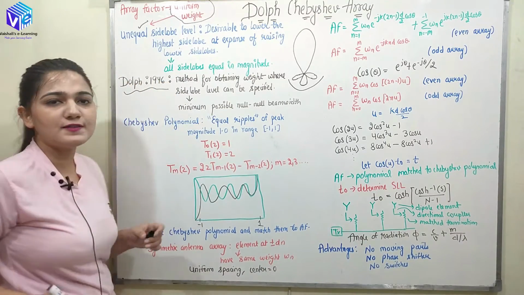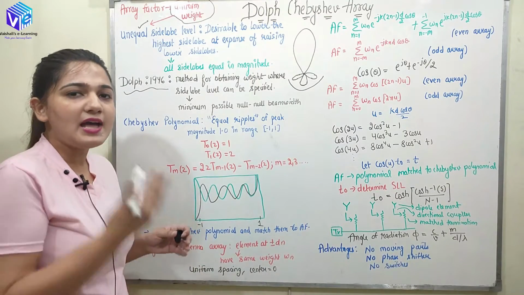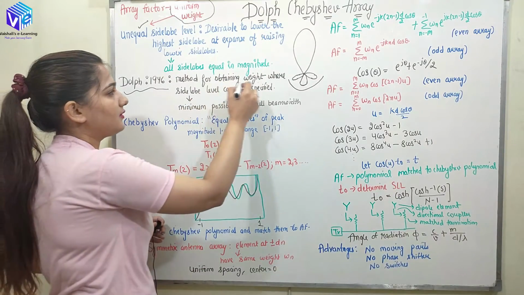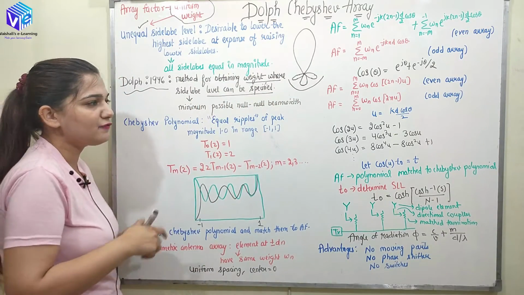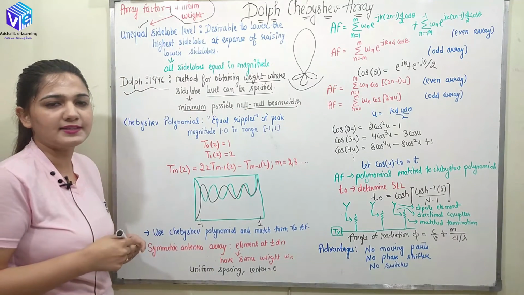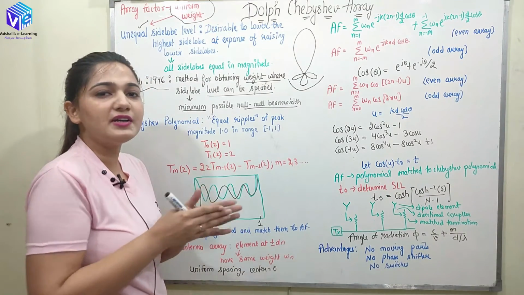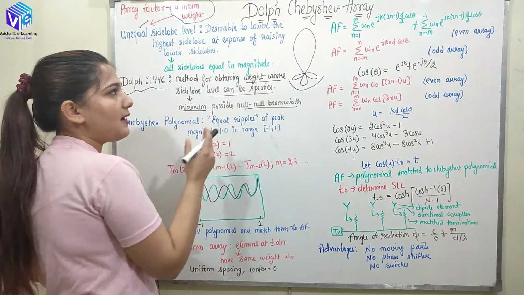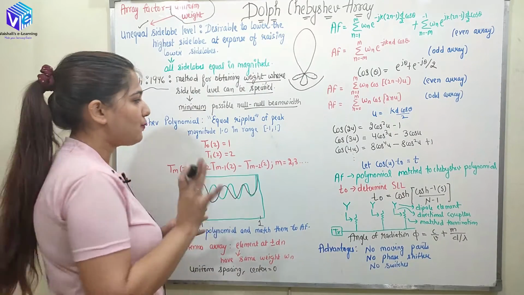This method was given by Dolf in 1946 and he used the Chebyshev polynomial, and this is the reason it is called the Dolf-Chebyshev array. It has weights where the side lobe level can be specified. I have to have the minimum possible null beam width with the help of this method. It is desirable to have the minimum beam width, because when the beam width is minimum, I get the directivity to be very high. So with the help of the Dolf-Chebyshev array, I will get the best directivity. I hope you understood this.